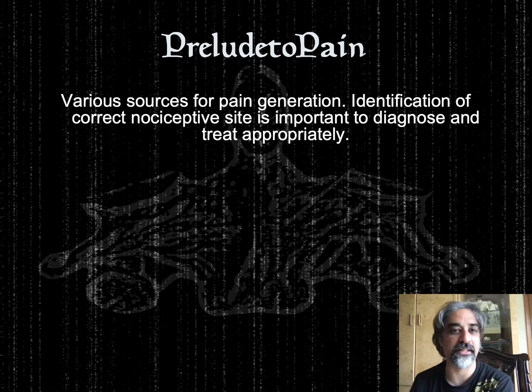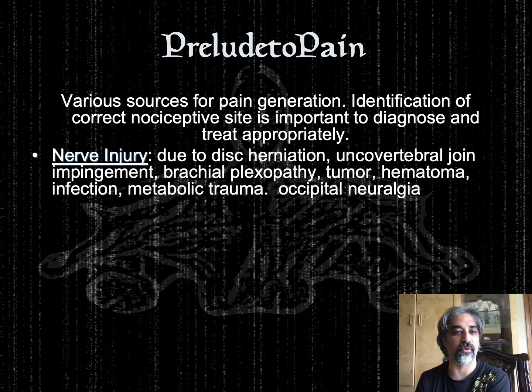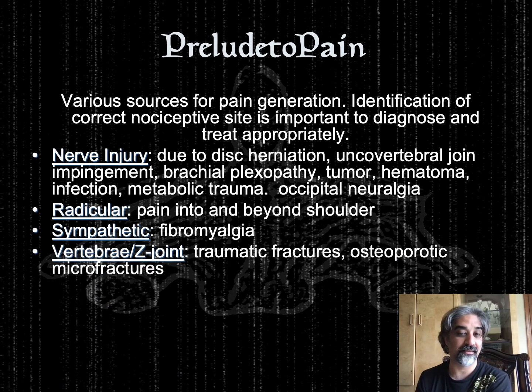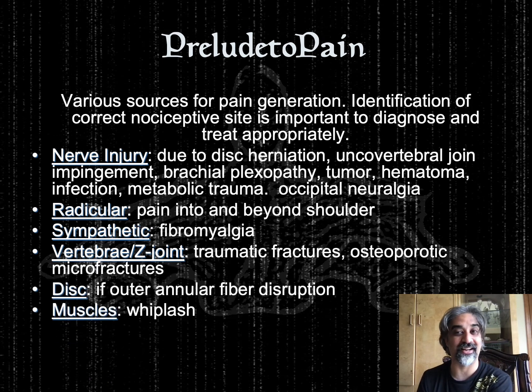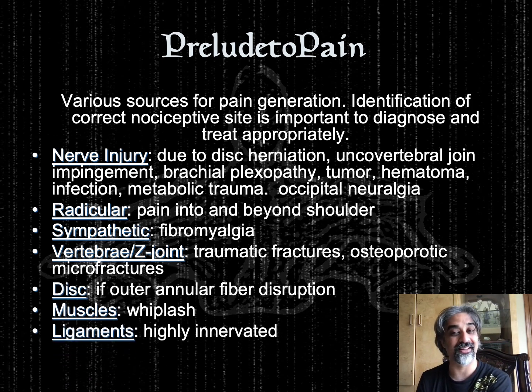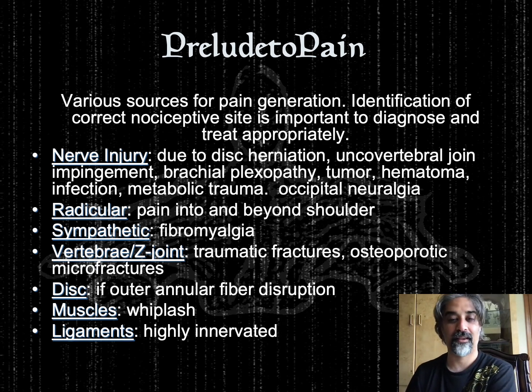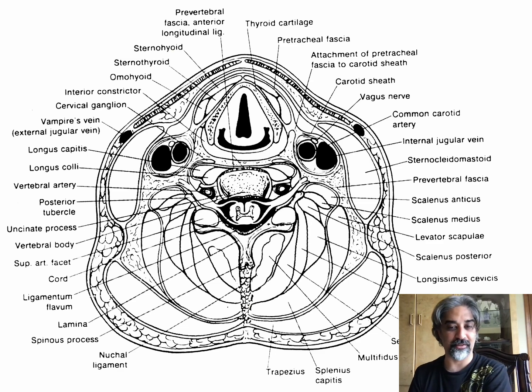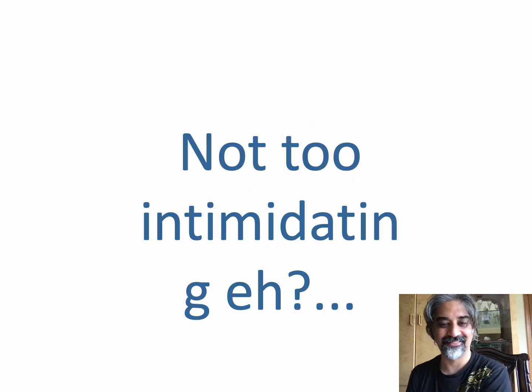And here I'm just basically saying, look, there's various sources for pain generation, and I think it's important to know the anatomy in order to realize that there's so many different things that can cause that kind of pain emanating from the cervical spine. This slide is just showing you that the cervical spine is a small part of the neck, but the neck just has a lot of structures in there. So if you're going to be sticking needles in someone's neck, just make sure you know all this anatomy. Not too intimidating, huh?